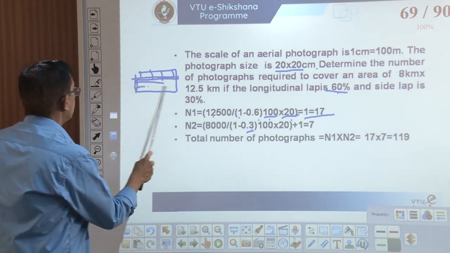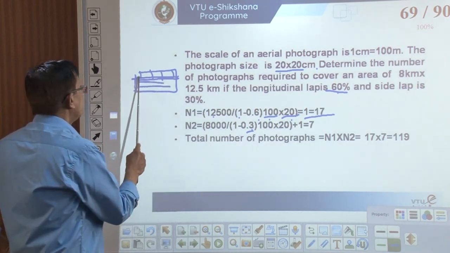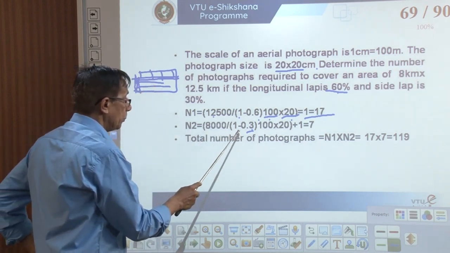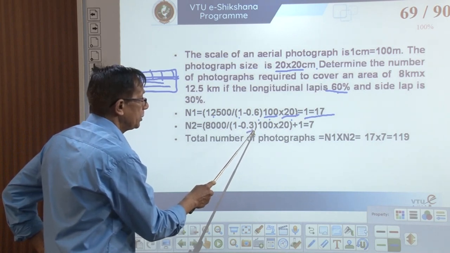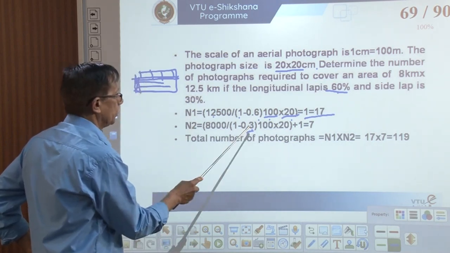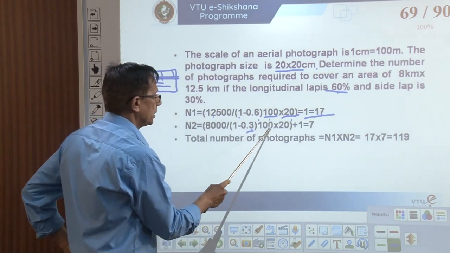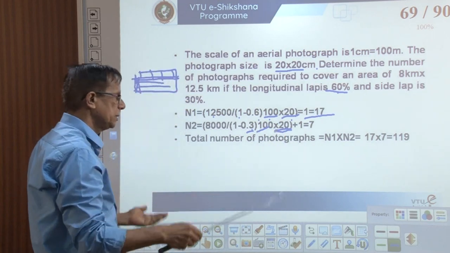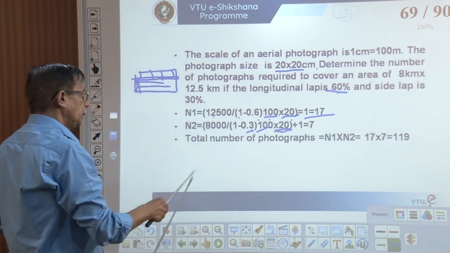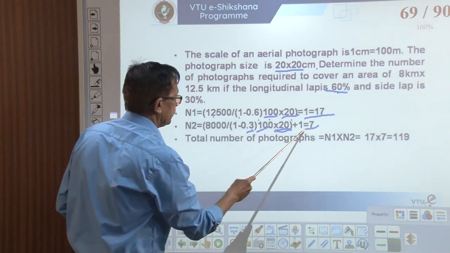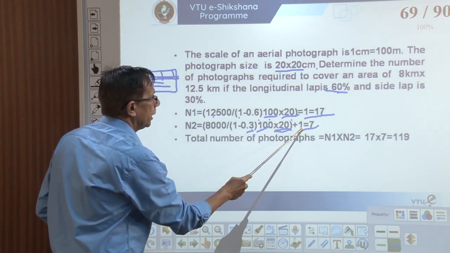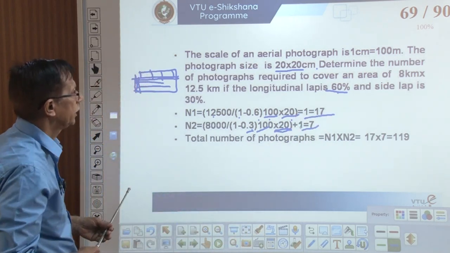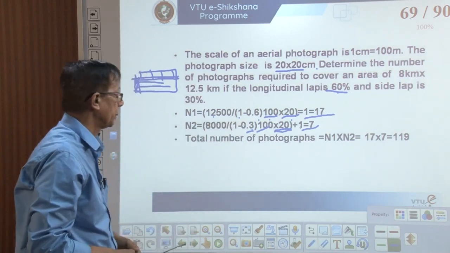N2, how many strips do I require? This 8 kilometer I have converted into 8,000 meter. 1 minus PW, W means side overlap, 30% they have given, so 0.3 I have taken. So, this is the scale again, and the photograph width is 20 centimeter. I get 6 point something, plus I add 1, I get 7.